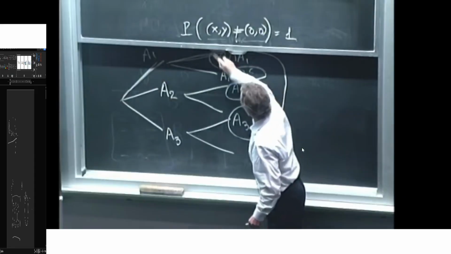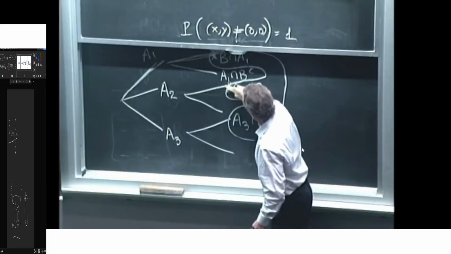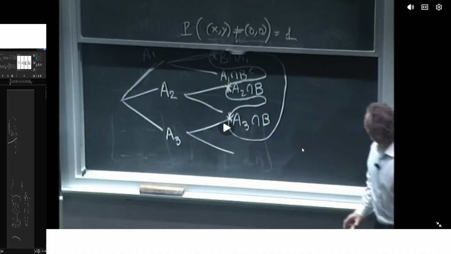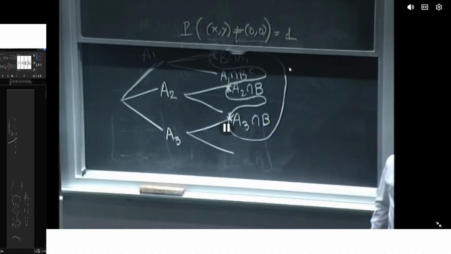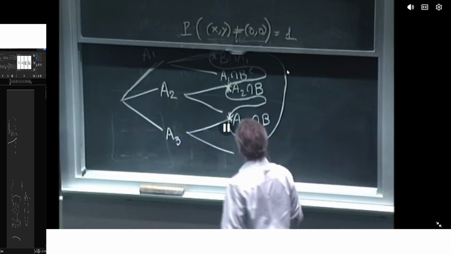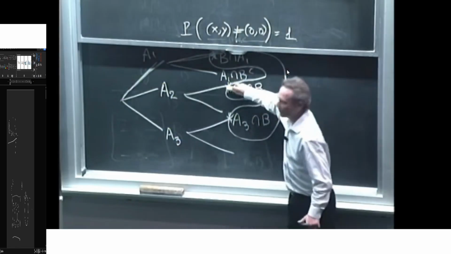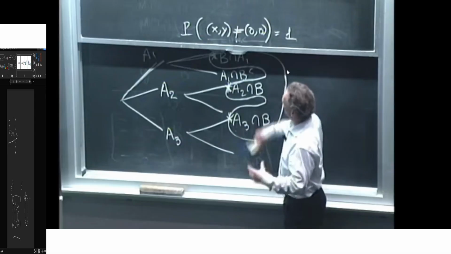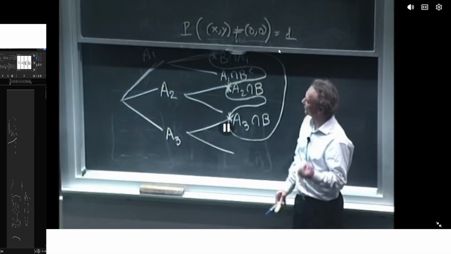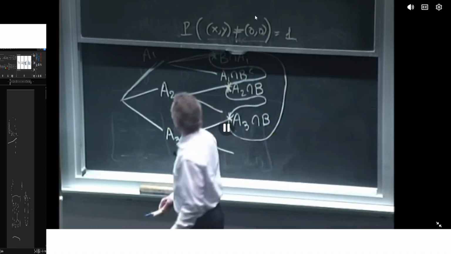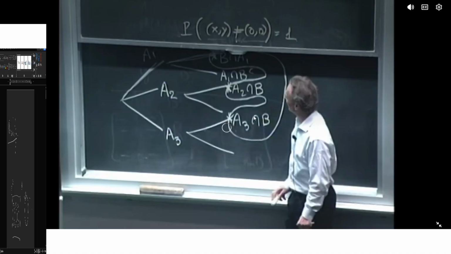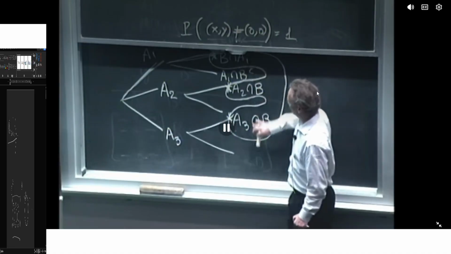So this is our event B. It consists of 3 elements. Because this is the complement. The total probability of our event B, all we need to do is to add these 3 probabilities. So B is an event that consists of these 3 elements. There are 3 ways that B can happen. Either B happens together with A1, or B happens together with A2, or B happens together with A3. So we need to add the probabilities of these 3 contingencies.